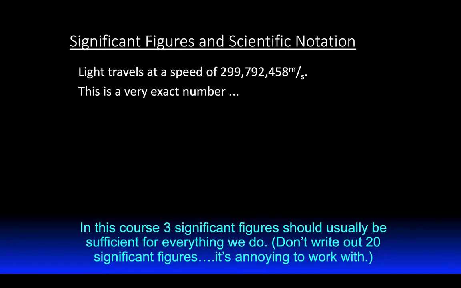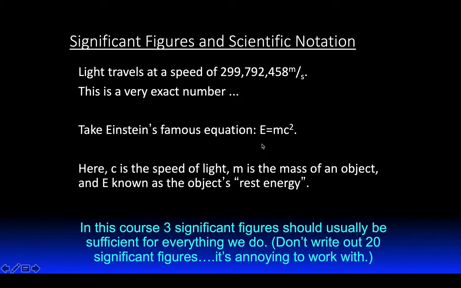Well, here's an example. Light travels at the speed of 299,792,458 meters per second. And as written, this is a very exact number. To show why it is good enough to just round to 3 significant figures in this course, let's take Einstein's famous equation E equals mc squared. Don't really worry about what this equation really means for the moment. Here, c is the speed of light, which I wrote up here. m is the mass of the object, and E is known as the object's rest energy, or how much energy the object inherently has as a result of the fact that it exists.